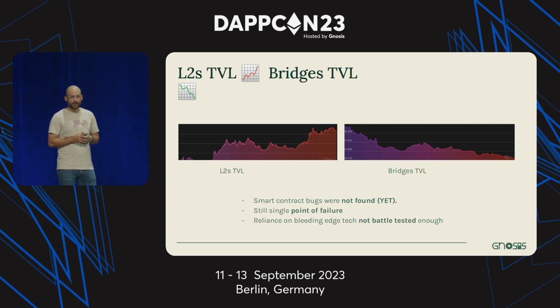So first of all, smart contract bugs on this new tech were not found yet, right? The same was true with bridges, by the way, till the first big hack happened. There is still a single point of failure on this tech. So if there is one bug found in one critical smart contract, the whole bridge, and not only the bridge, but the whole ecosystem will fail. So one could say that, in general, reliance on bleeding-edge tech is not battle-tested enough.